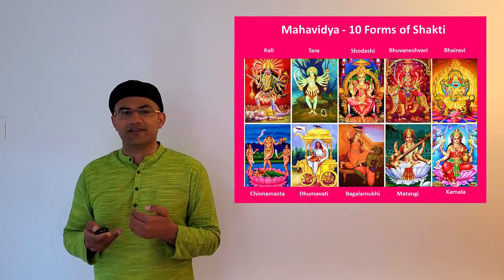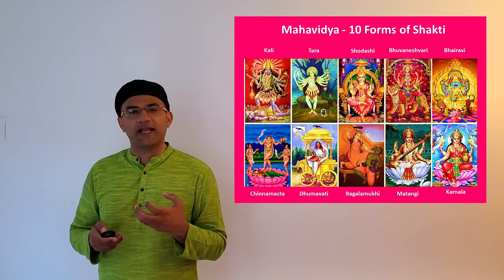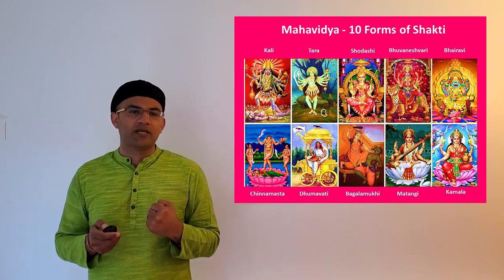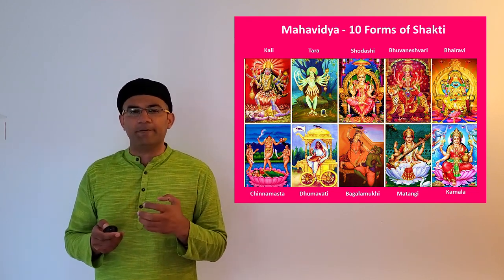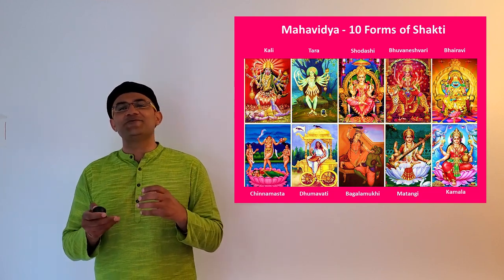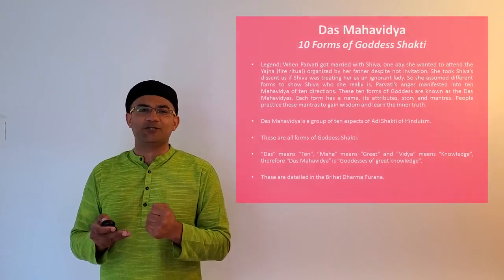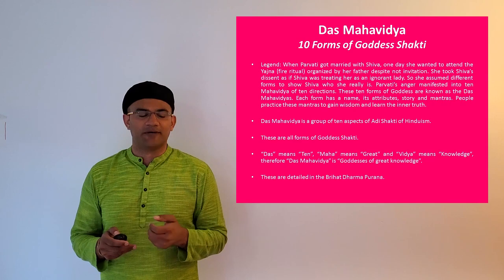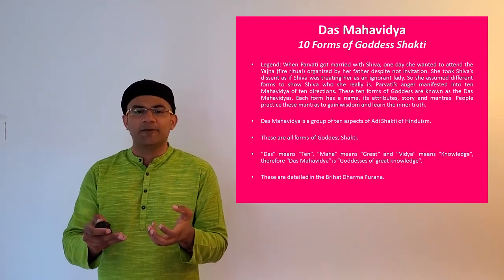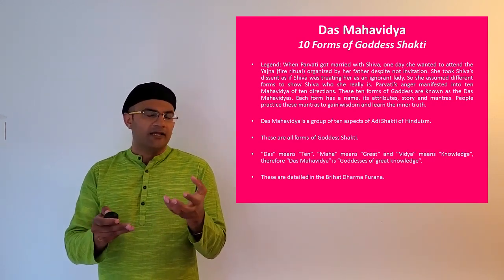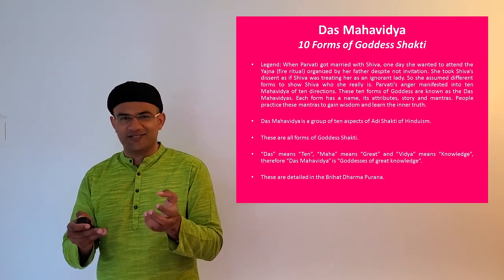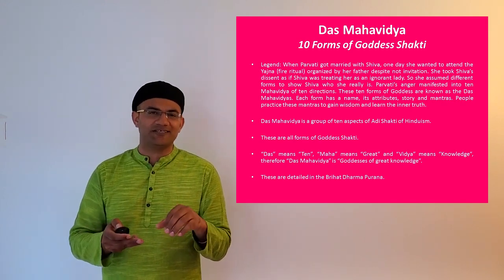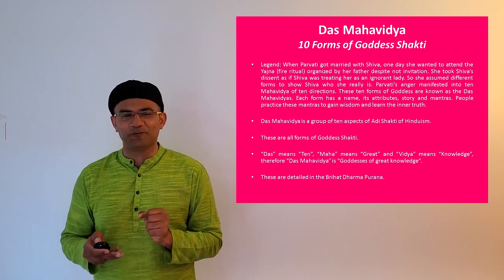Now let's look quickly at the 10 Mahavidyas, the 10 forms of Goddess Shakti. There's a legend behind it. When Parvati got married to Shiva, one day she wanted to attend the yajna, the sacrificial fire, which was a very common practice in ancient days and even today. Her father organized it, but he did not invite his own daughter. The obvious reason: he was not very happy with Shiva, right?